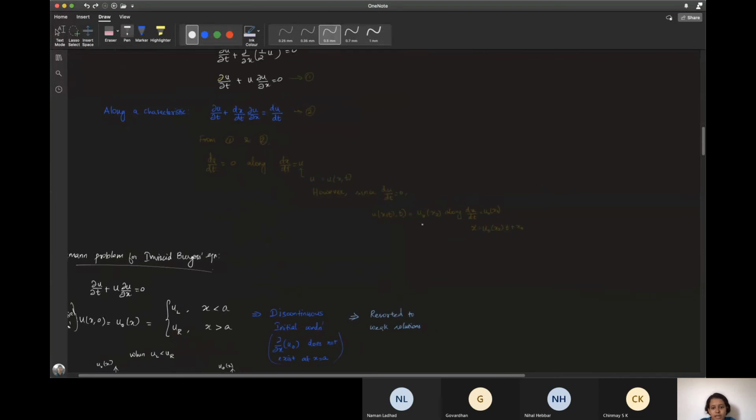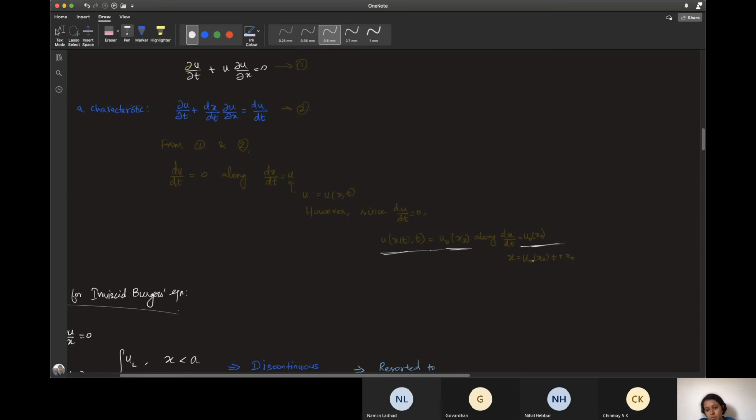So using that, we are able to say that u of x of t comma t equals u naught of x naught along dx by dt equals u naught of x naught. Now since u naught of x naught is only a function of x naught and not a function of t anymore, you can just integrate. You can just write x equals u naught of x naught into t plus some constant x naught. That constant is the initial point itself.